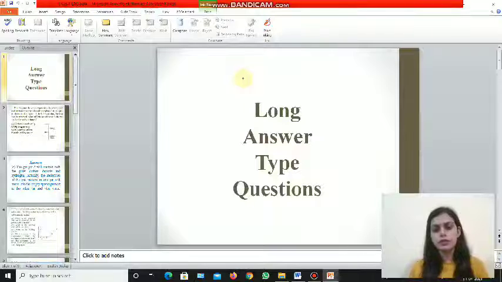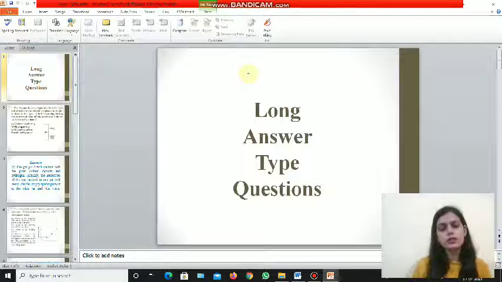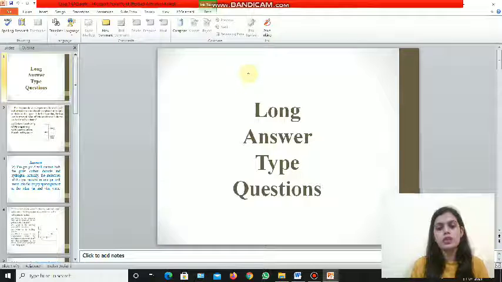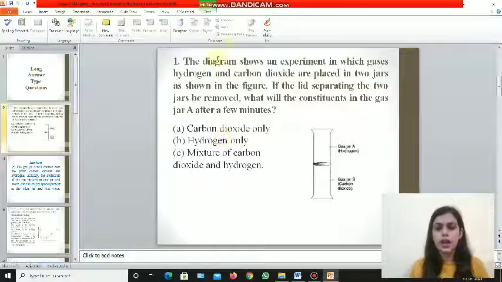We studied the MCQ and very short answer type questions, and the next video is about the short answer type questions. Now we will discuss the long answer type questions. So the first question is the diagram.